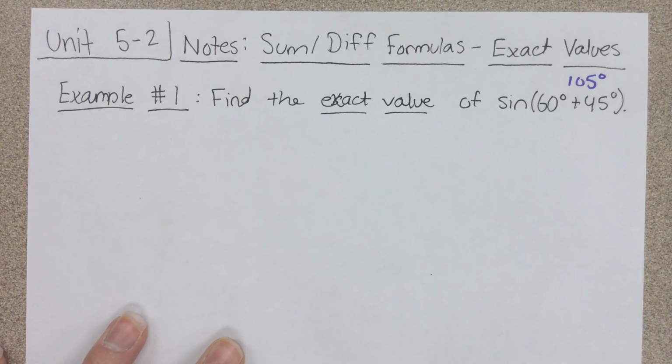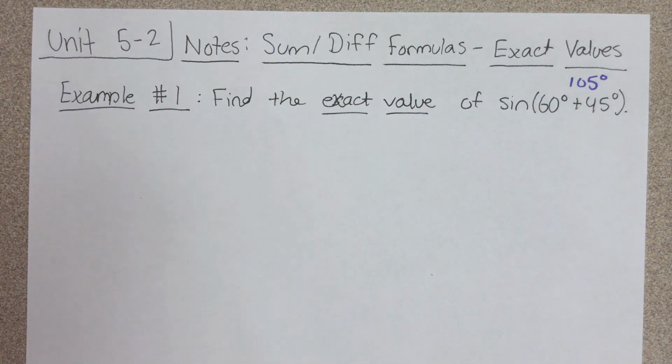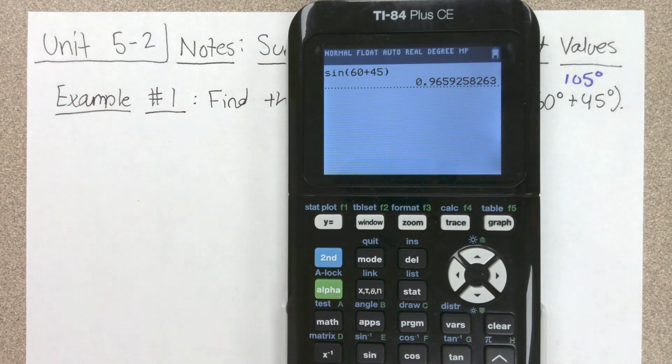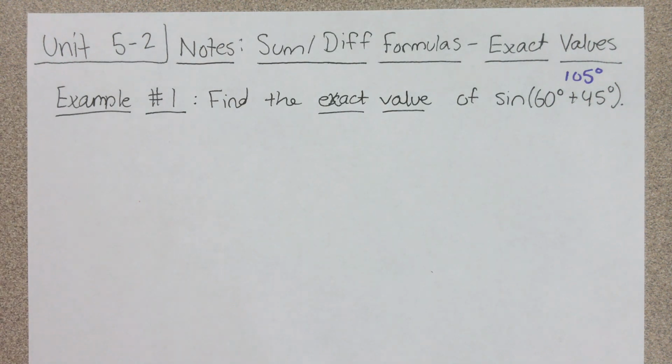And exact doesn't just mean put it in your calculator, as I did here, and then just taking that decimal. That's not an exact value. And when you round it, that's not an exact value. Do you do the second sine of 105 degrees? Second sine, nope, that won't do it either. So we have to use the sum formula in order to get that exact value.